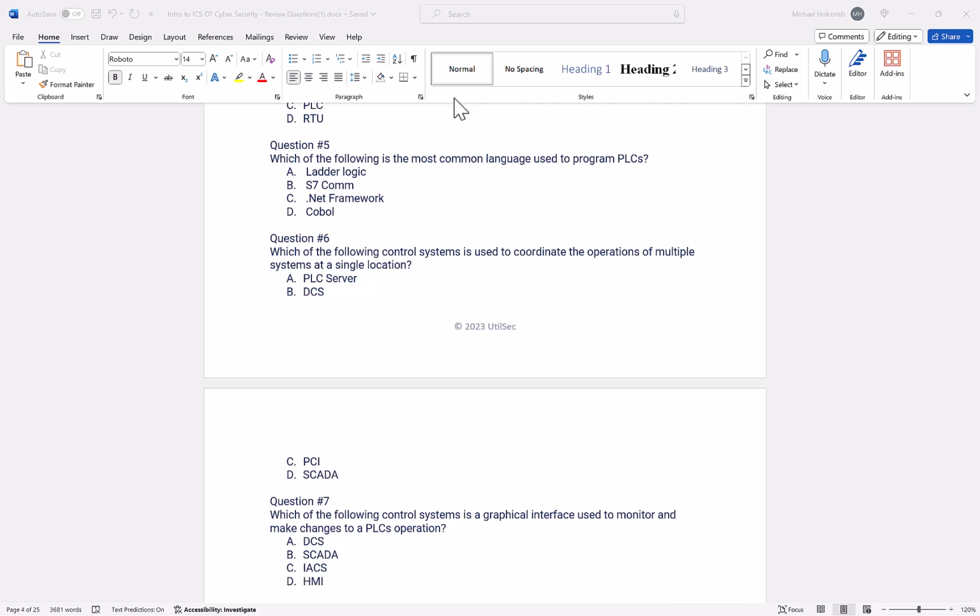Question 6, which of the following control systems is used to coordinate the operations of multiple systems at a single location? Remember, it's the distributed control system, or DCS. We can have PLCs that can handle individual processes on a one-on-one basis. But let's take a step back and think of our thermostat example. I have that one thermostat that controls the temperature in a single room, but what if that's within an office building, and we have thermostats throughout the entire building? We could coordinate those with a single system.